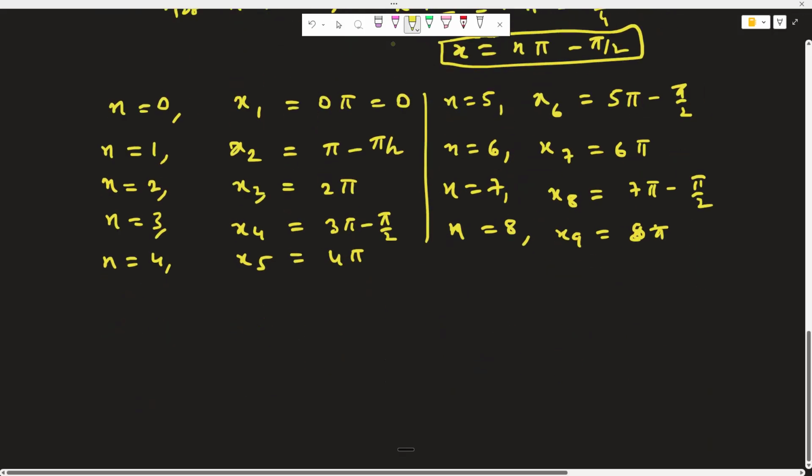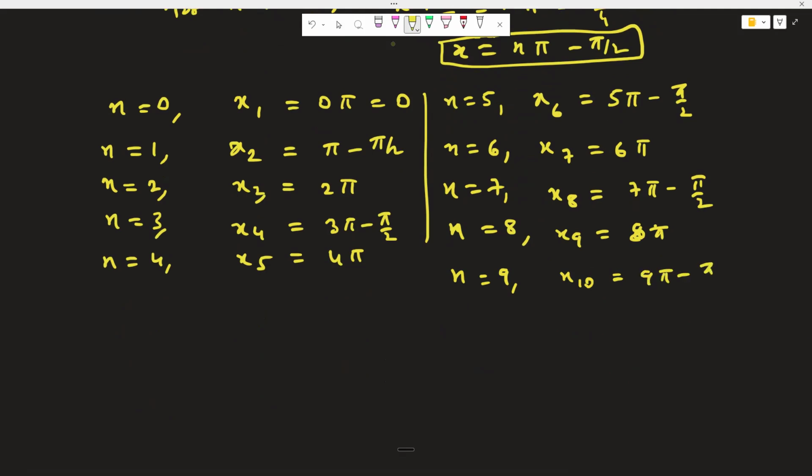8 pi up to 10 pi is required. For n is equal to 9, we get 9 pi minus pi by 2. For n is equal to 10, x11 is equal to 10 pi. So up to this value.